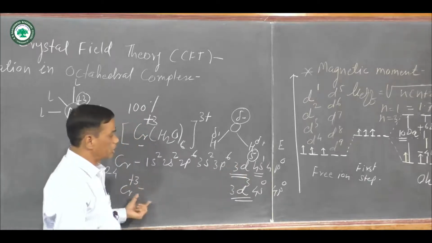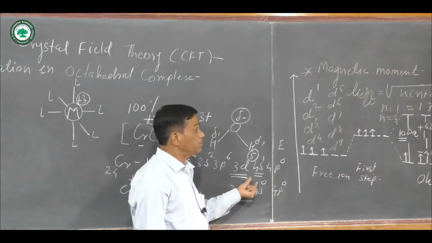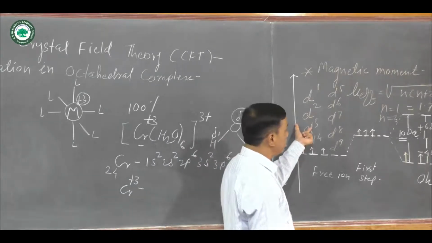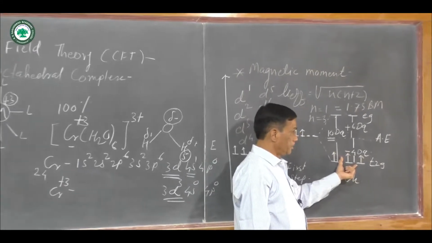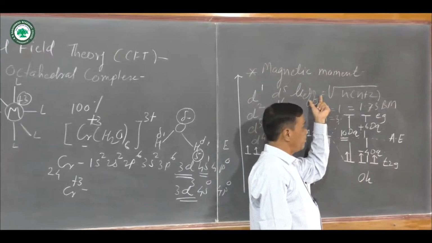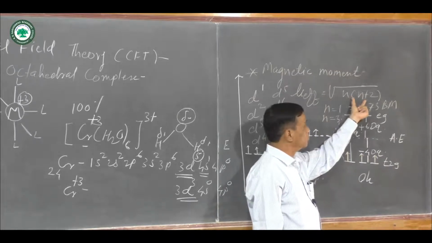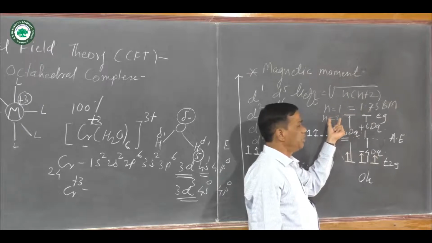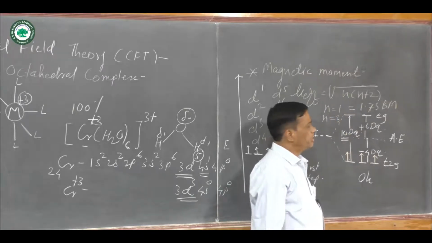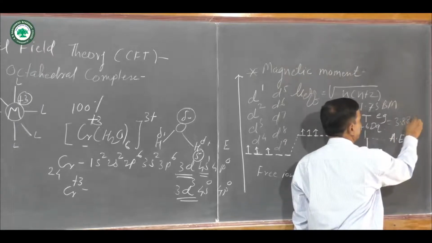3d5 4s1. In Cr3+, it is 3d3, which means the system is d3. For d3, the number of unpaired electrons is equal to 3. Spin only formula: mu effective is equal to under root of n into (n plus 2). Here n is equal to 3. By putting that value, we get 3.88 BM.